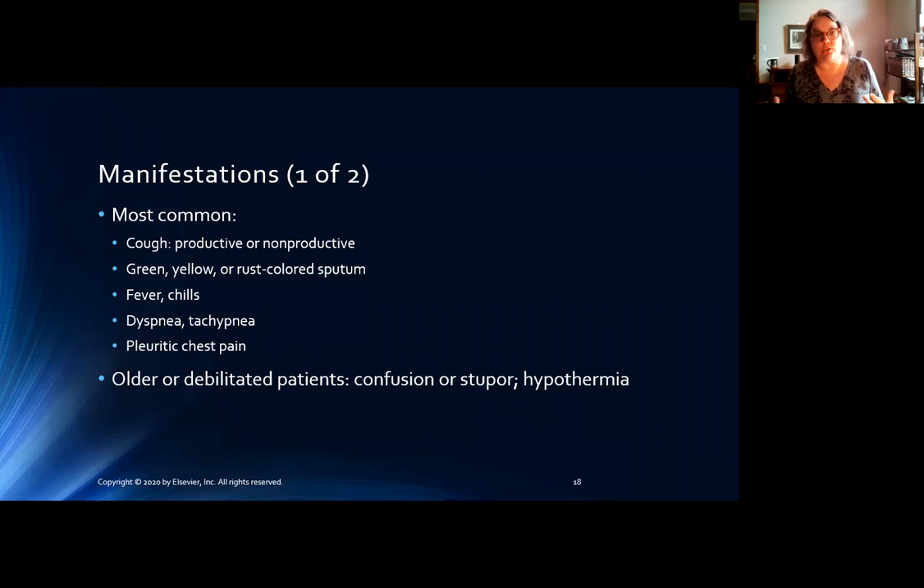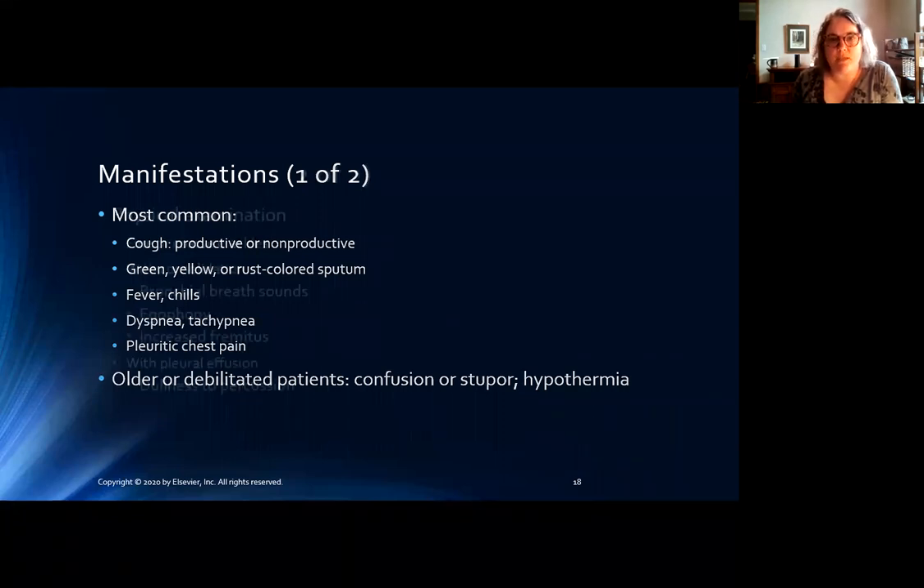is where just the act of breathing hurts because of the inflammation. In older or debilitated patients, remember in the last slide when I was talking about mental changes? Here I'm going to talk about it again. That's how important it is. In your older or debilitated patients, LOC changes, confusion, or hyper or hypothermia will be a common manifestation.